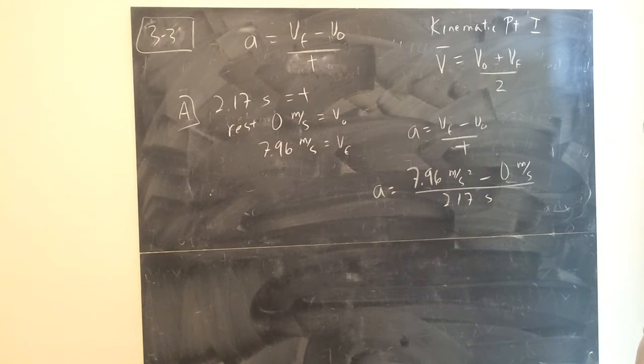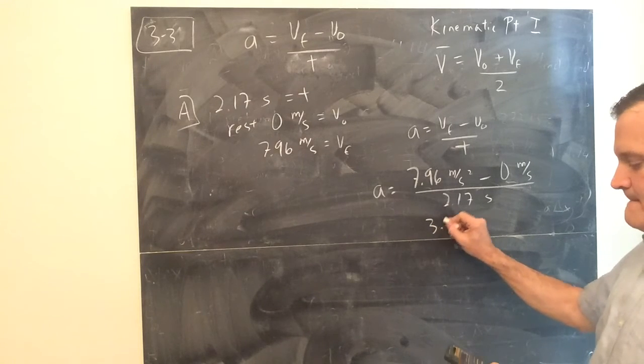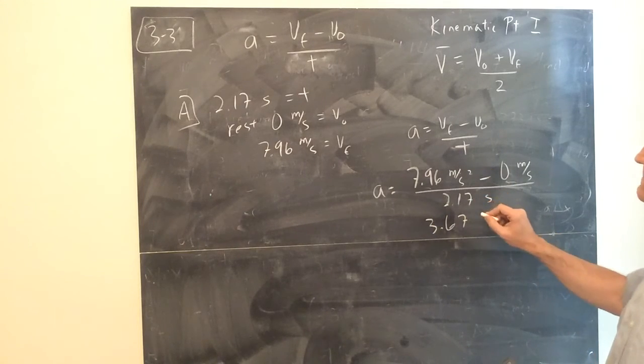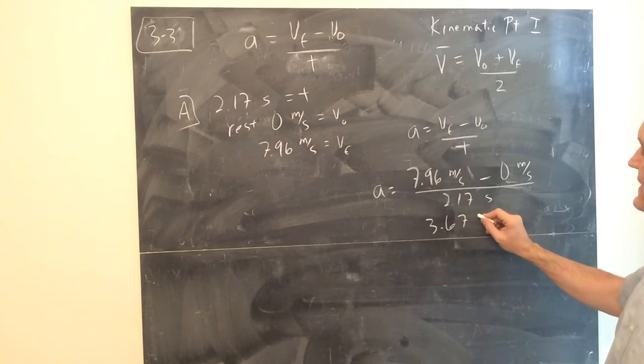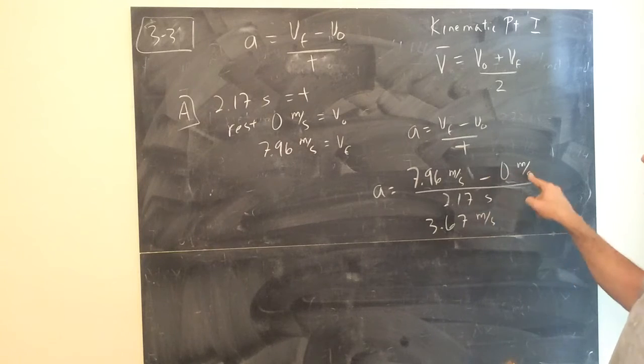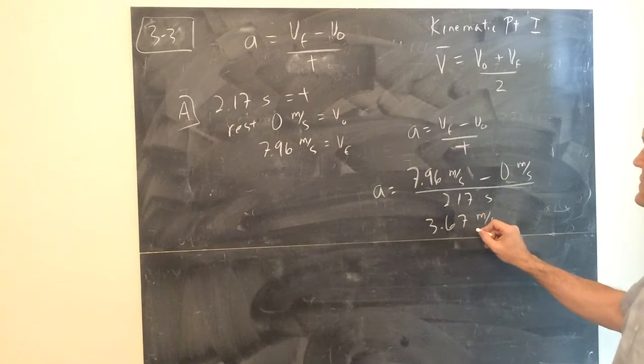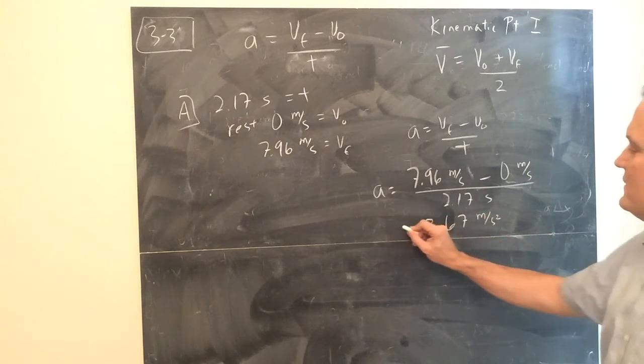So, 7.96 divided by 2.17, it's 3.67. Now, it's meters, I'm sorry that I put a 2 there. It's meter per, it will be down here. Meter per second minus meter per second is meter per second over second, so it's meter per second squared.